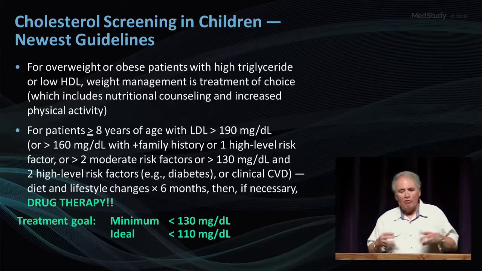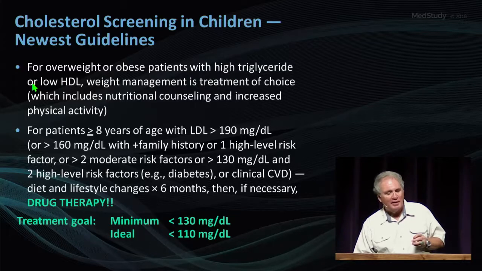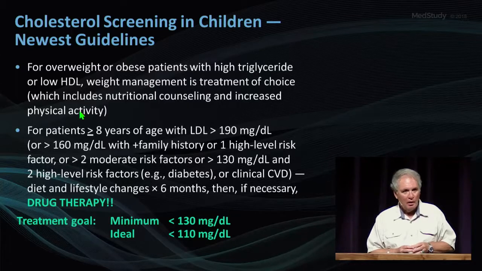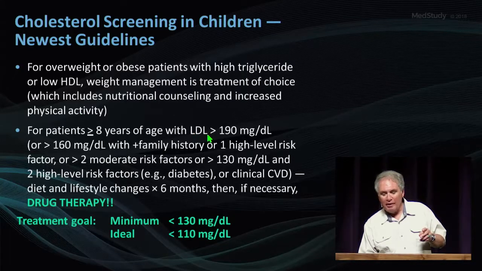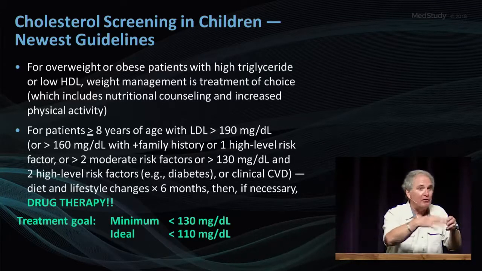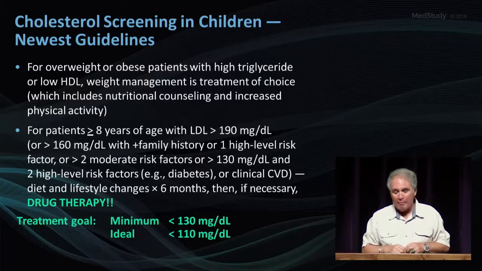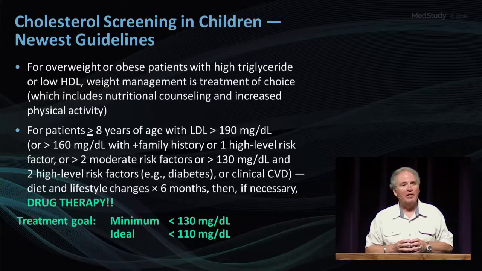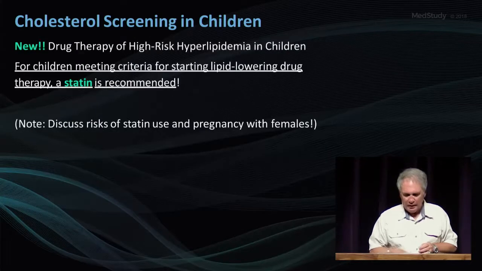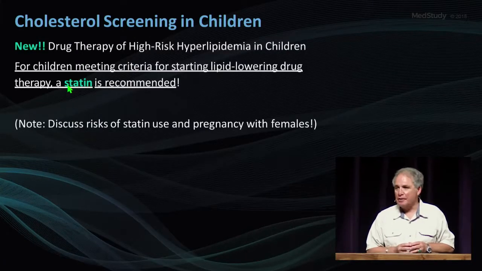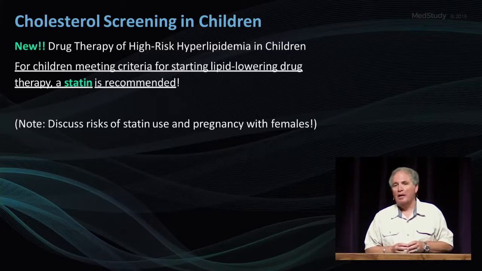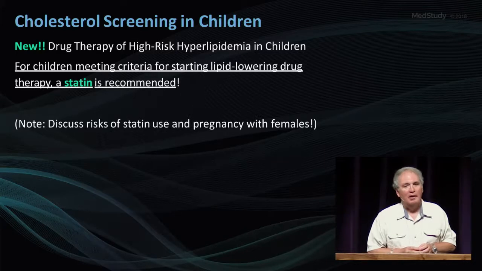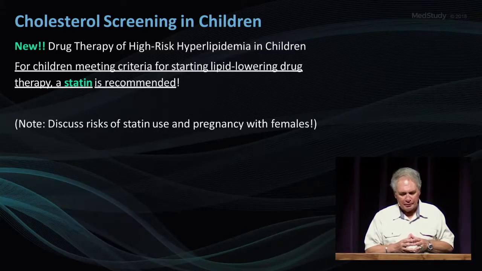For patients who are overweight or obese with high triglyceride levels or low levels of HDL, the good cholesterol, treatment is weight management, nutritional counseling, and increased physical activity. For patients who are over 8 years of age with an LDL greater than 190, that's the bad cholesterol, or other risk factors and even lower LDL level targets, we recommend a trial of diet and lifestyle changes for about 6 months, and then if necessary, drug therapy. And increasingly, we are turning to statins as our drug of choice, even in the pediatric patient, to achieve desirable LDL, the bad cholesterol, levels.